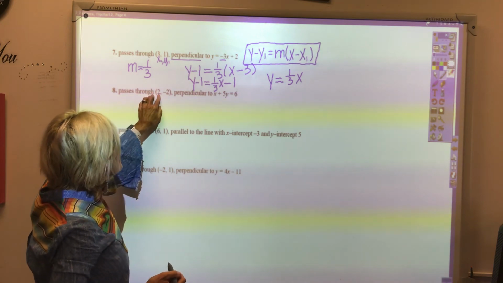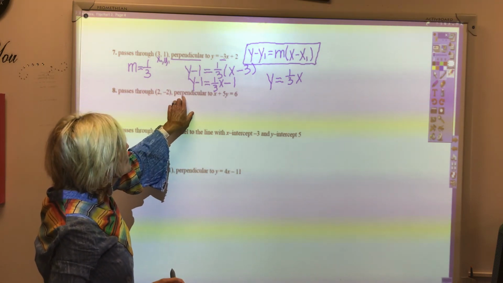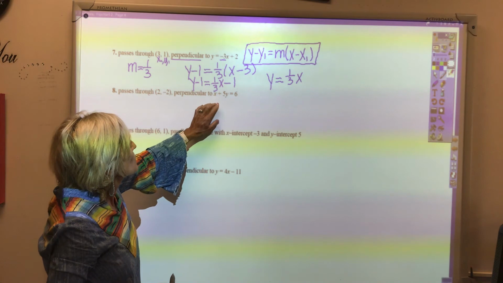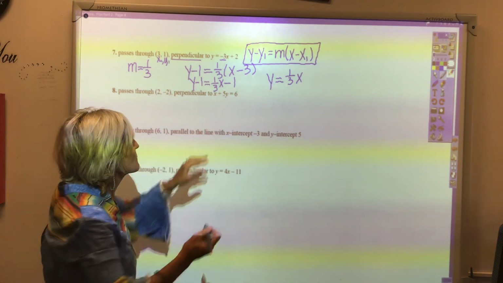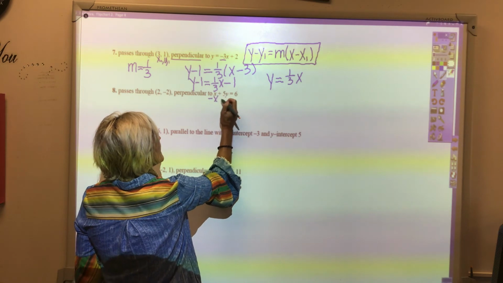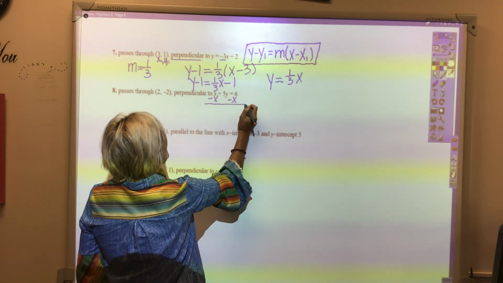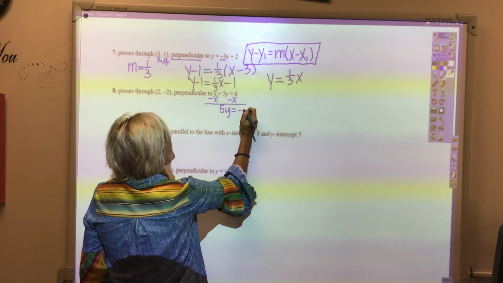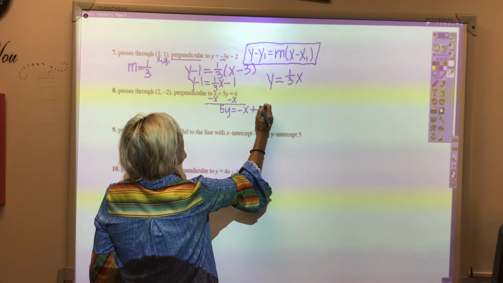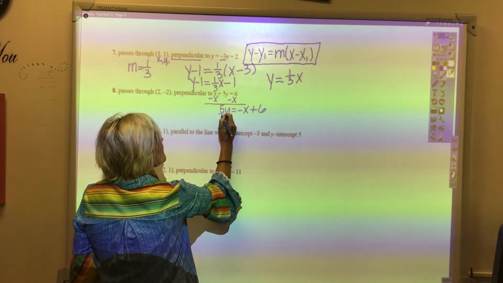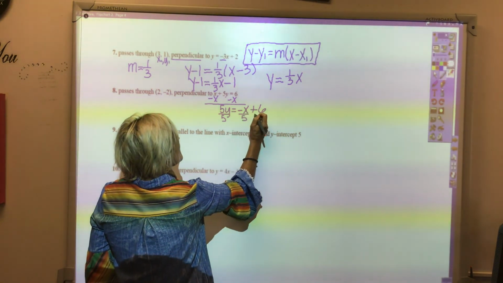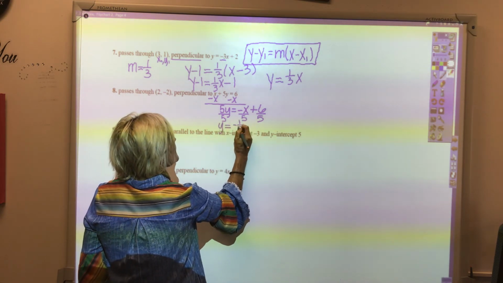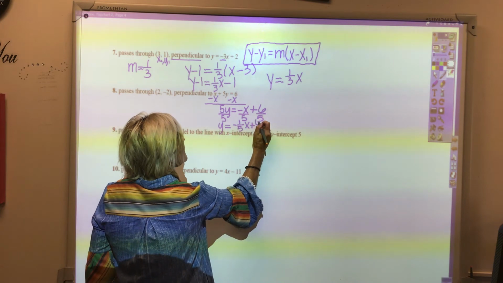So we have an extra step on this one. We're passing through the point 2, negative 2, but we're perpendicular to the line that is x plus 5y equals 6. So we need to start with rewriting this in slope intercept form. So we'll subtract x from both sides. And we'll have 5y equals negative x plus 6. We'll divide everything by 5. We'll have y equals negative 1/5 x plus 6/5.